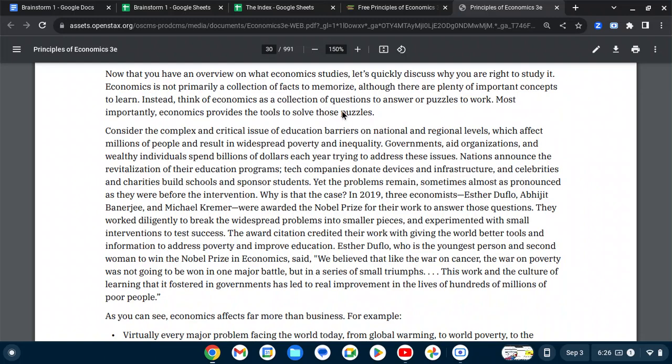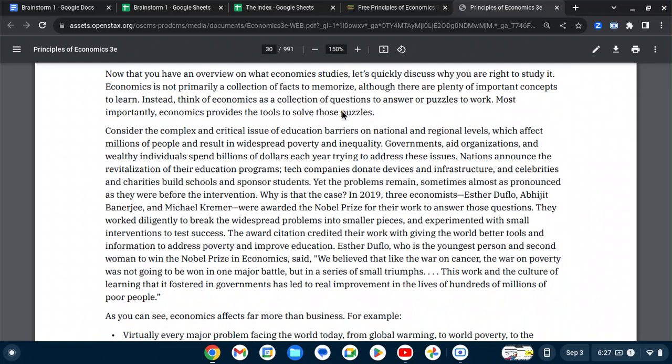Consider the complex and critical issue of education barriers on national and regional levels, which affect millions of people and result in widespread poverty and inequality. Governments, aid organizations, and wealthy individuals spend billions of dollars each year trying to address these issues. Nations announce the revitalization of their education programs. Tech companies donate devices and infrastructure, and celebrities and charities build schools and sponsor students. Yet the problems remain, sometimes almost as pronounced as they were before the intervention. Why is that the case?